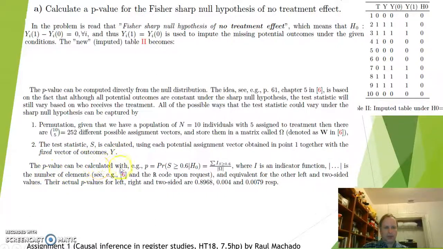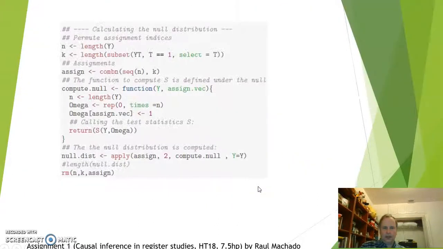The p-value can be calculated. For instance, here I have one formula with a standard form, where I is the indicator and the omega in parentheses is the modulus, counting the number of elements. And I calculated the equivalent for the left, for the right, and the two-sided. So we have 3 values here for the p-values: left, right, and two-sided. And the code is here.